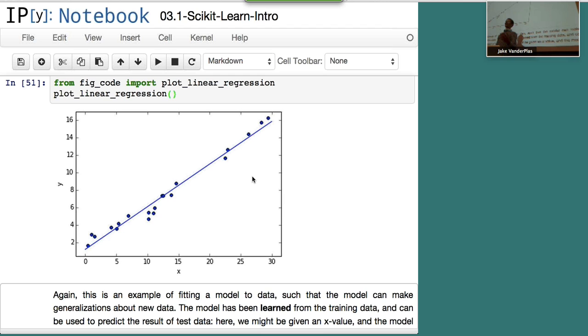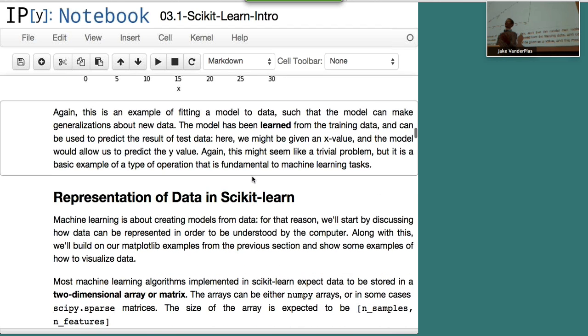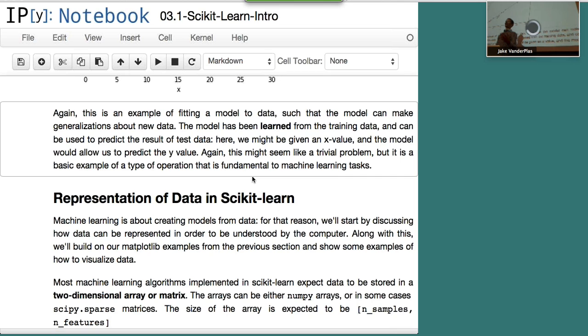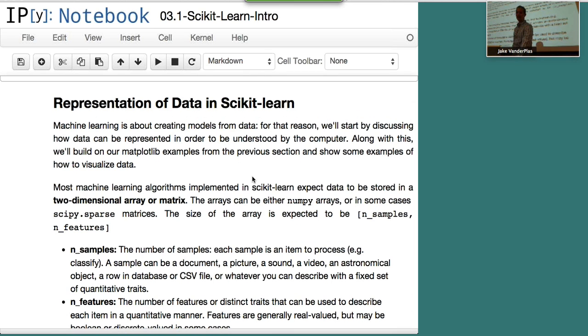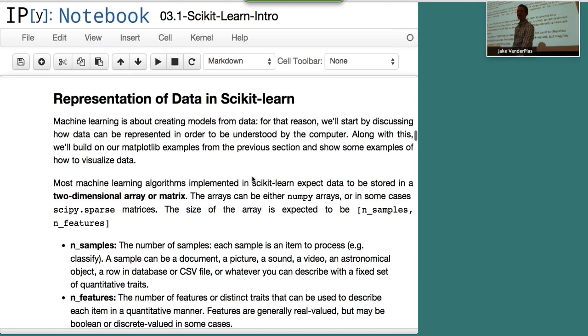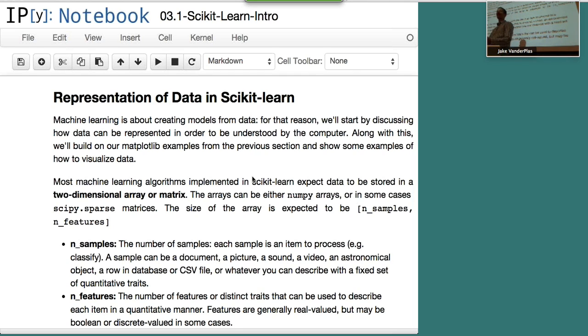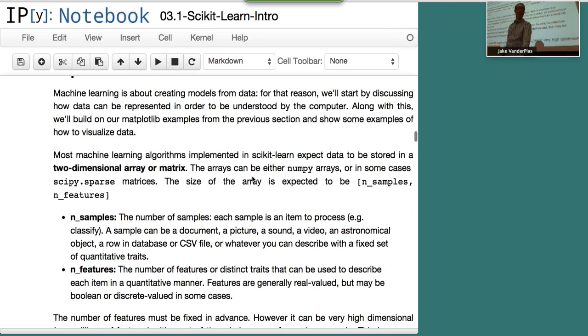So that's machine learning in a nutshell. You're fitting models to data, and the models generalize to new data. So the first thing you need to do is figure out how to get your data into a form that Scikit-Learn can use. So this is the data representation question. And data in Scikit-Learn, I know I told you I wouldn't make use of this, but I just like drawing, comes in a matrix. So think of a two-dimensional matrix right here.